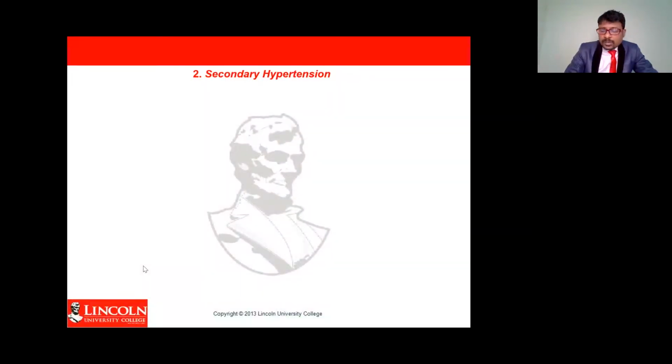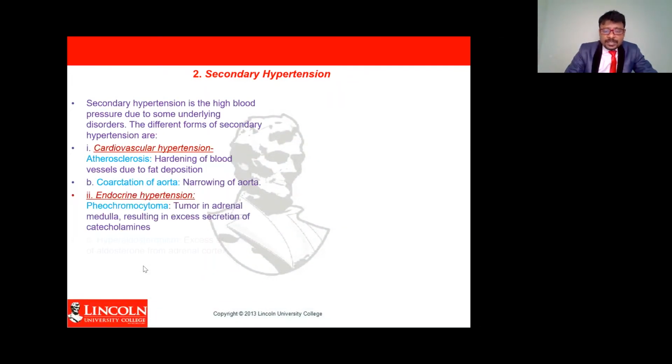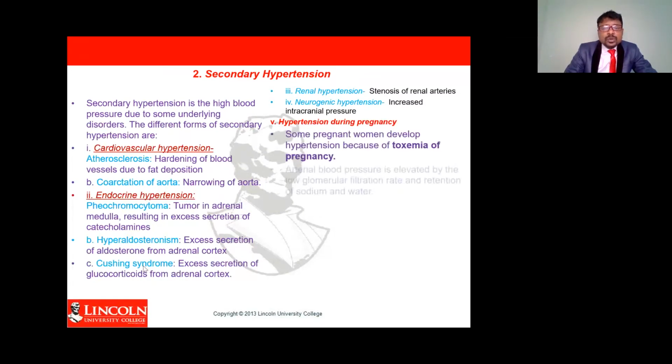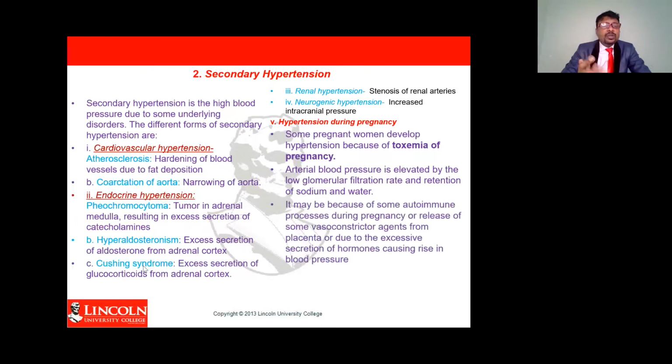Now coming to secondary hypertension. Secondary hypertension means it has a proper causative factor. In primary hypertension there is no causative factor, but in secondary hypertension we know the causative factor. So why are they going to get hypertension? With a known reason.